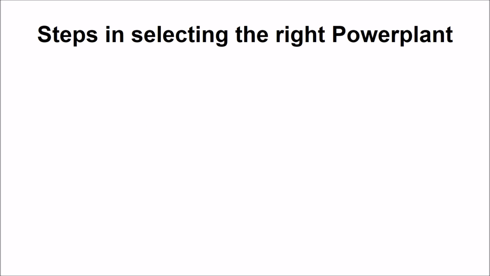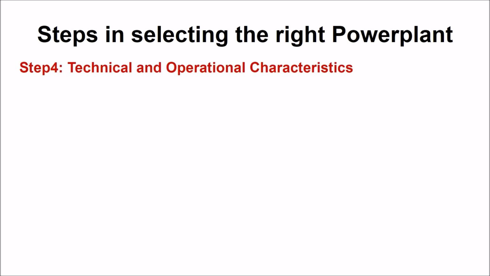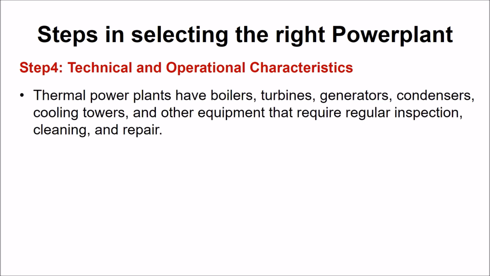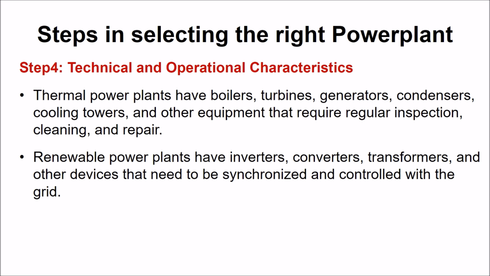The fourth factor to consider is the technical and operational characteristics of different power plant types. The different power plants have different designs, components, systems, and processes that affect their performance, reliability, maintenance, and safety. For example, thermal power plants have boilers, turbines, generators, condensers, cooling towers, and other equipment that require regular inspection, cleaning, and repair.